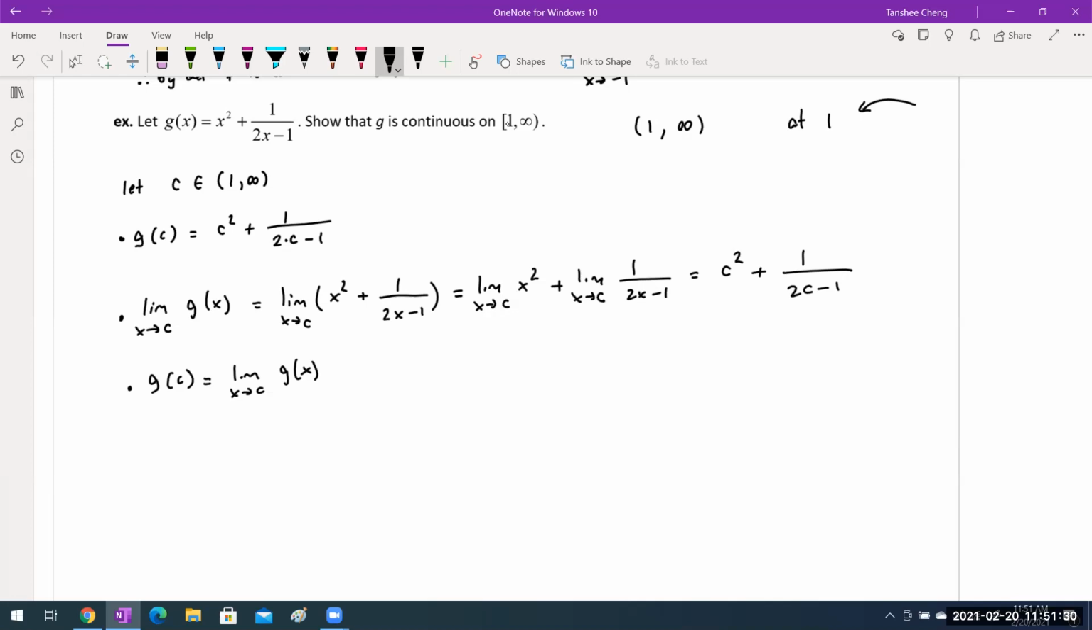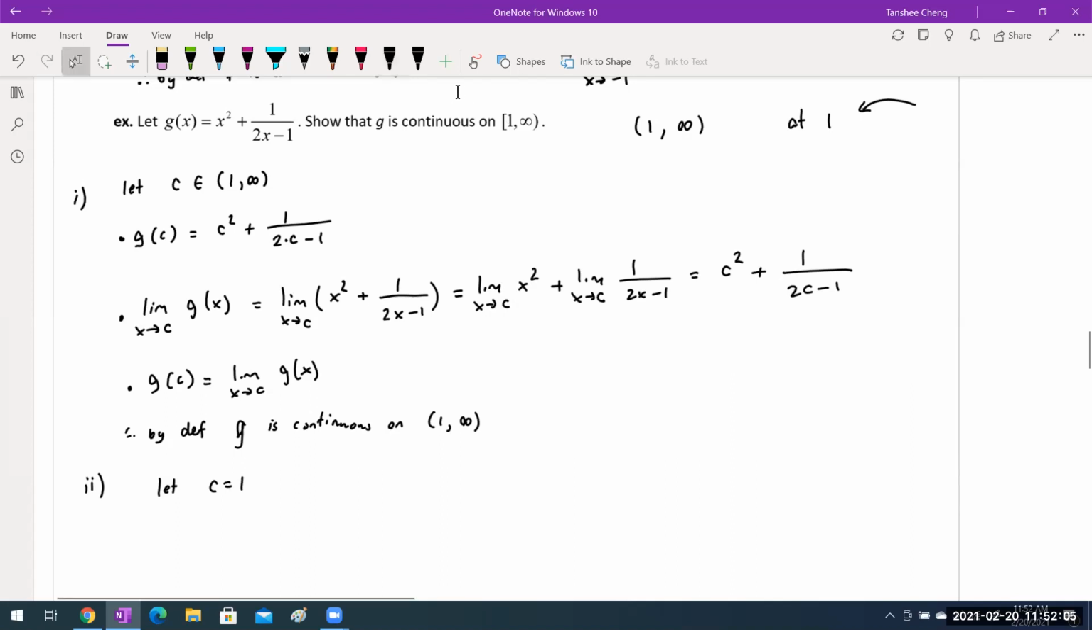So finally, we can say that by definition, therefore, G is continuous on the open interval from 1 to infinity. So we showed this part already, everywhere between. Now we want to show at what? 1. So to show that at 1, this is the second part, we're going to say let C be equal to 1.